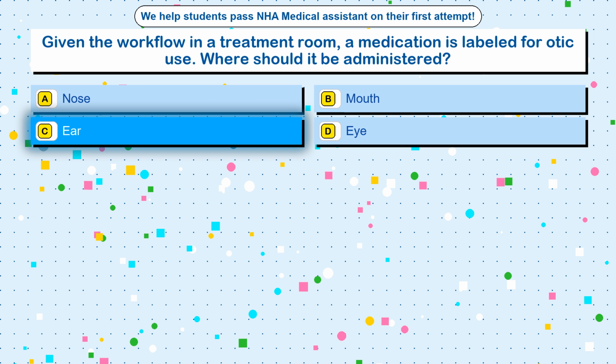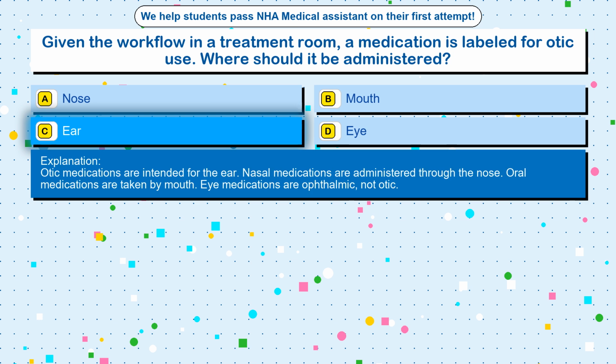Ear. Otic medications are intended for the ear. Nasal medications are administered through the nose. Oral medications are taken by mouth. Eye medications are ophthalmic, not otic.